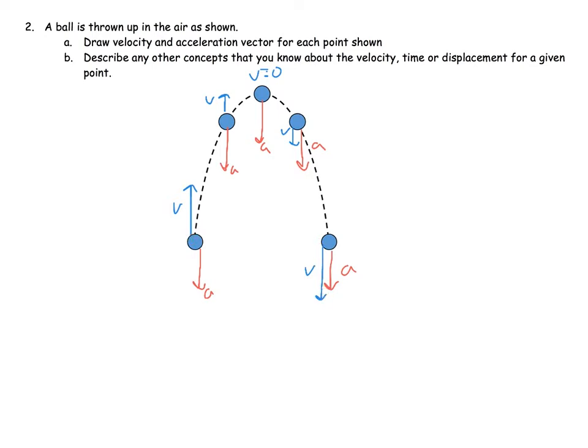Alright, let's talk about some concepts here that we also know. We already have that velocity is 0 at the peak, so that's one concept we know. We also know the time here at the peak is half the total time. When we return to where we started, down here, our displacement is 0. And our velocity is simply the negative of our initial velocity.